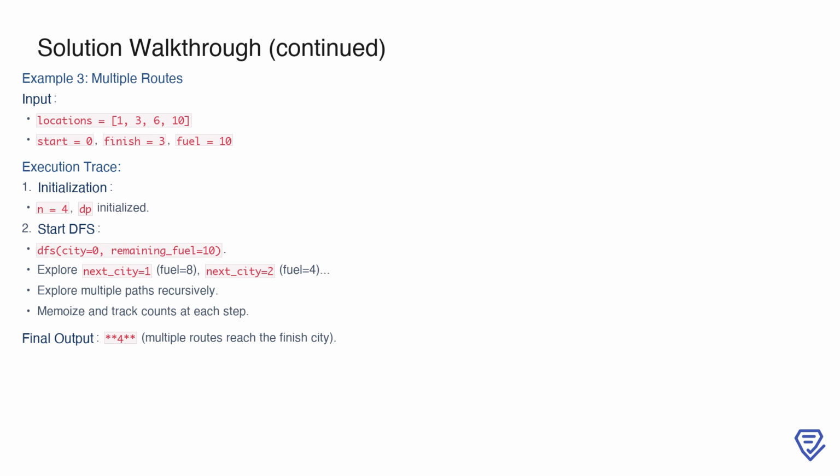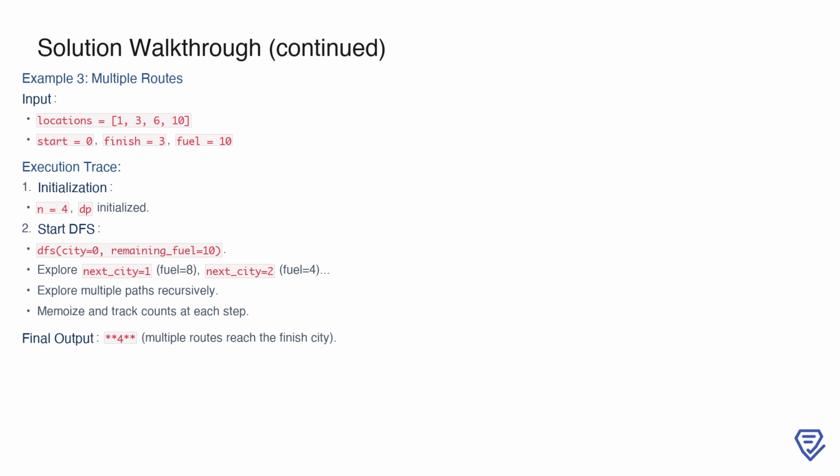In this example, we examine a case with multiple routes. The locations are 1, 3, 6, 10, starting at city 0, finishing at city 3, and with a fuel reserve of 10. After initializing the variables, the DFS begins at city 0 with the full fuel. From city 0, the function explores different next cities. For instance, traveling to city 1 consumes 2 fuel, leaving 8, while traveling to city 2 consumes 5 fuel, leaving 4. From each of these cities, further recursive exploration is performed, uncovering multiple paths that lead to city 3.